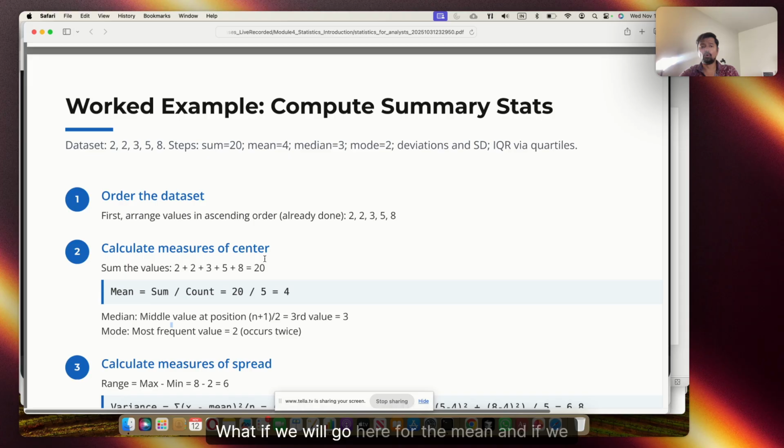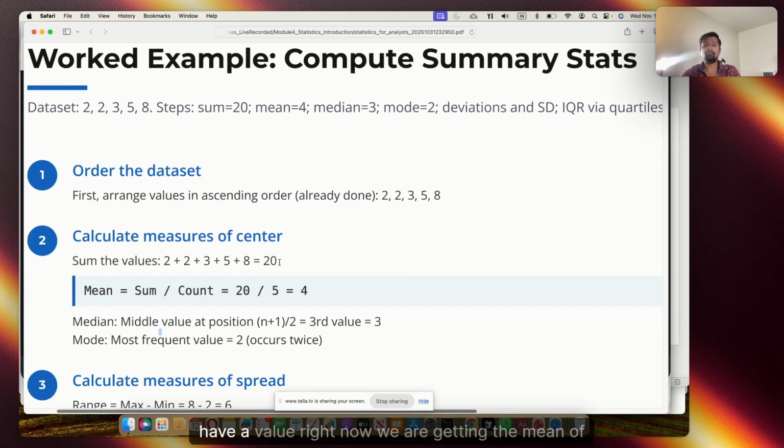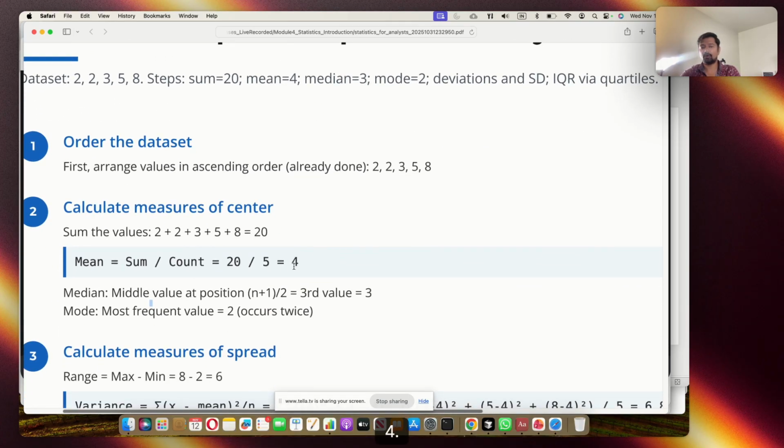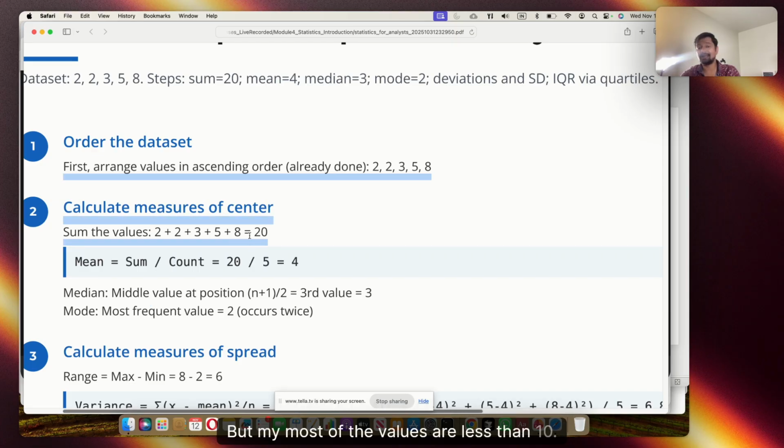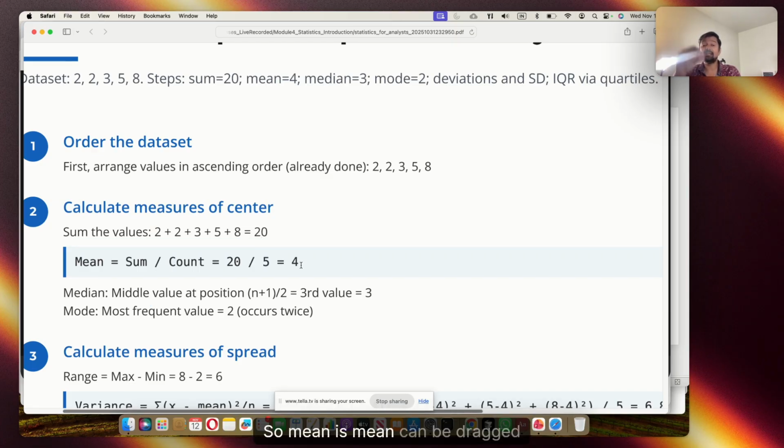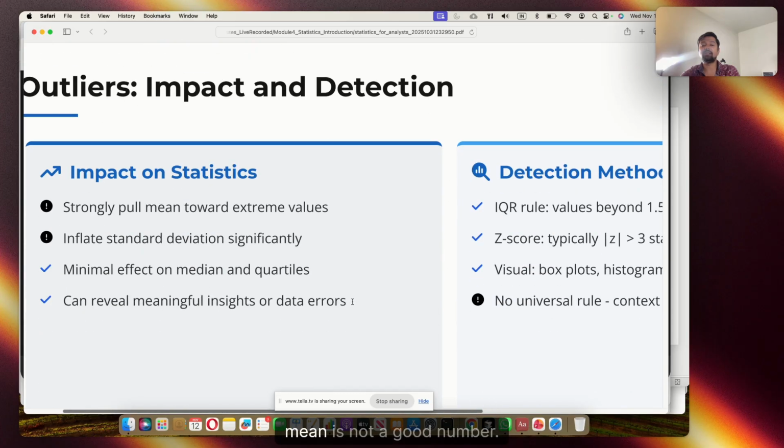What if we go here for the mean, and right now we are getting a mean of 4. If I say I have values of 2 plus 2 plus 3 plus 5 plus 8 and plus 1000, what will I get? My total value will be 1020. I will divide by 6. My mean will reach 200 or 250, somewhere around that, but most of my values are less than 10. So the mean can be dragged super heavily by the outlier. That's how, when you have an outlier in the data, the mean is not a good number.